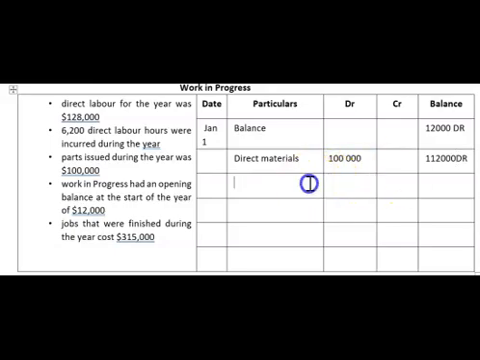Then you also add the direct labor that has been used in that particular job. And the direct labor amount will also go in the debit column. It will be the cost, the dollar amount, not the hours. So the dollar amount we have used is 128,000. Again, it was a debit balance and a debit entry, so we are going to add. Now we have placed in some more cost to that particular job, so our cost will increase.